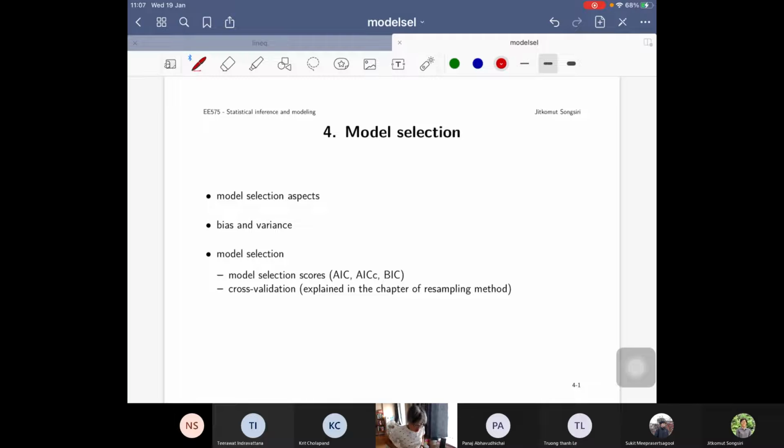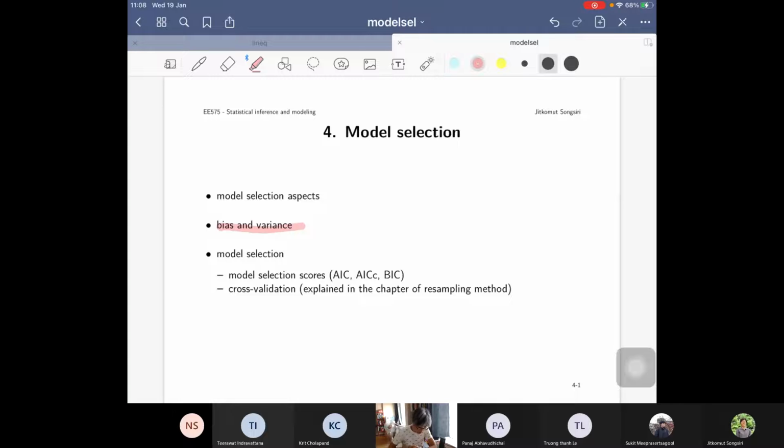In this lecture, we will discuss the concept of model selection. We give you the aspects of selecting a good model, and we're going to see that not only the quality of the model should be considered, but there must be other points of view as well. And that concept is very relevant to the famous bias and variance dilemma, or the bias and variance trade-off.